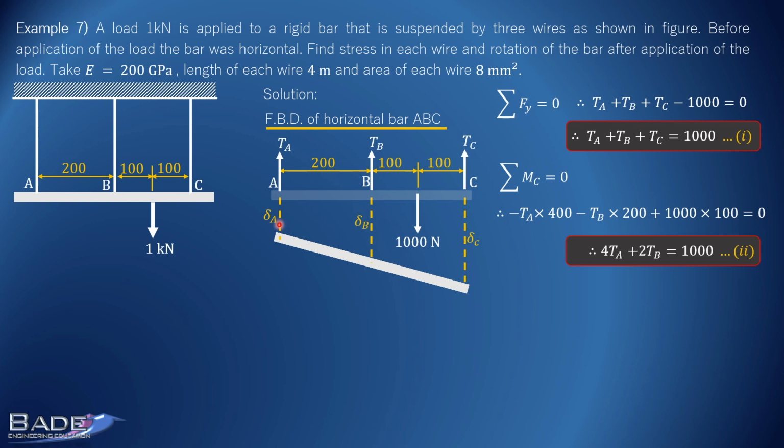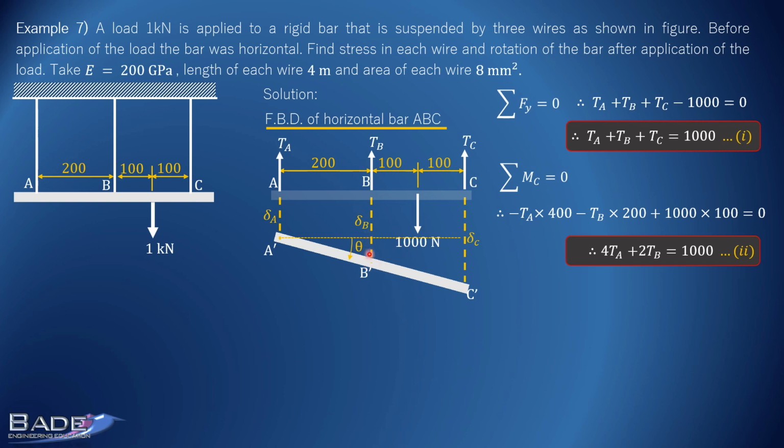So delta A is elongation of wire at A, delta B is elongation of wire at B, and delta C is elongation of wire at C. Now we are going to create a relation between these three deformations. Try to understand. I have drawn a horizontal line here. The new position of rod ABC after elongation of these three wires, that is after application of the 1000 Newton load, is this A dash, B dash, C dash.